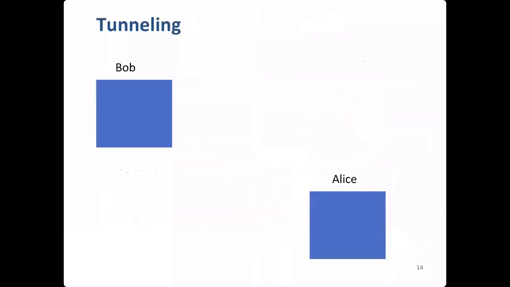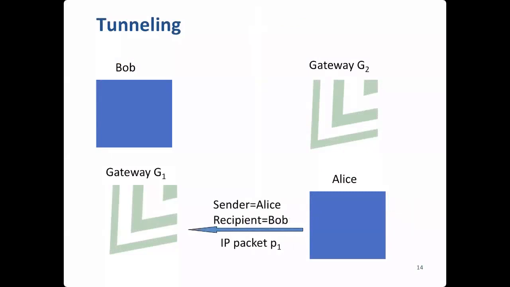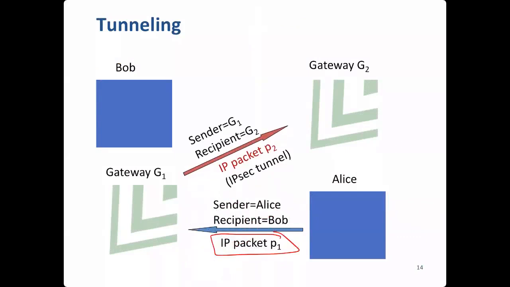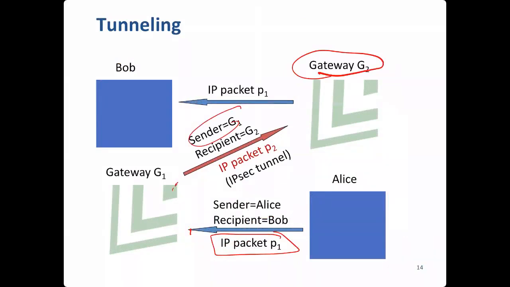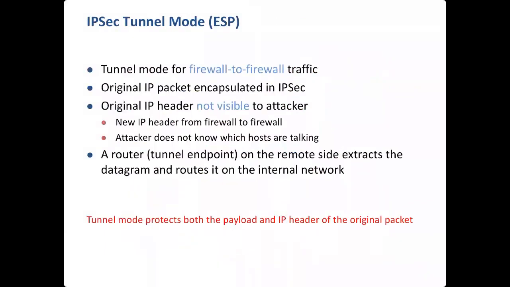This is another diagram. So Alice sends a packet P1 to Bob, and it goes to a gateway. The gateway does this tunneling, essentially encrypting this, and changes the recipient address to gateway address 2. The source address becomes its own address, and this packet is taken out. This P1 is taken out and delivered to Bob. Okay. So now it is firewall to firewall traffic.